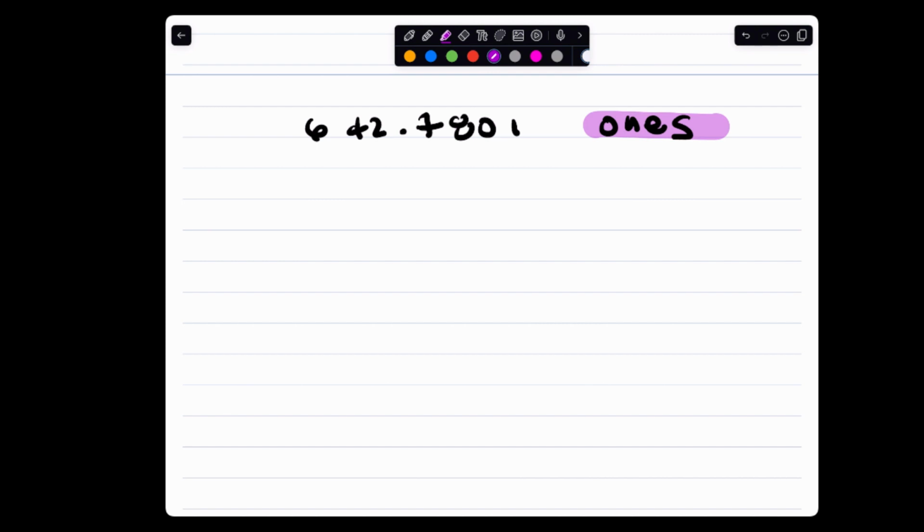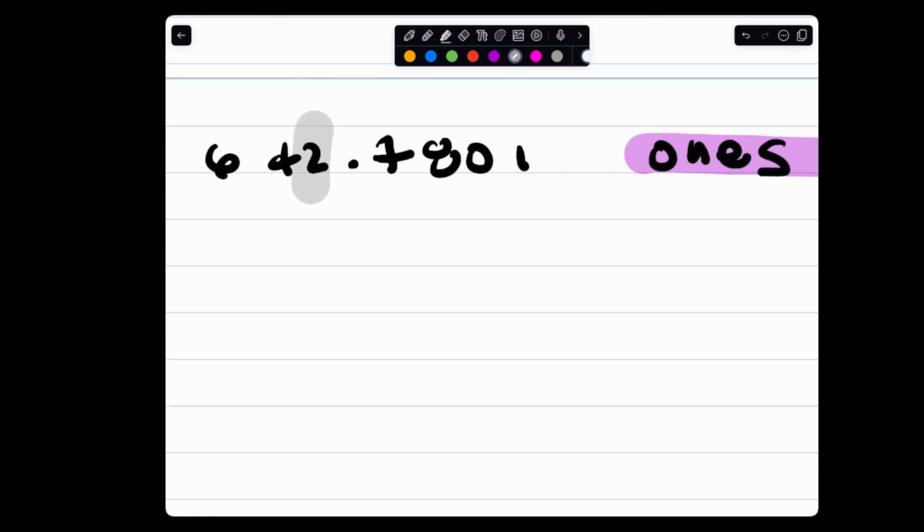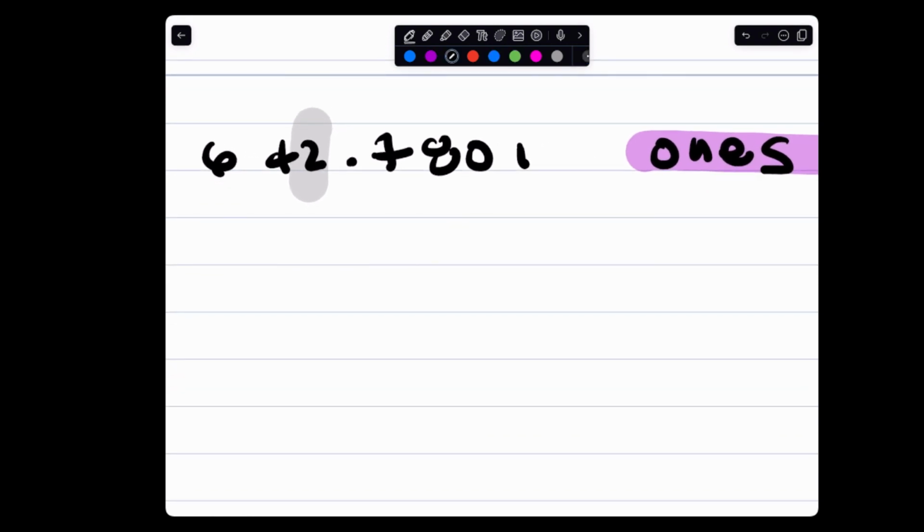Isn't that to the left? To the left over here? Okay, there's the ones position. Is that right? Okay, so I'm going to put that arrow under the digit. The 2 is in the ones position.